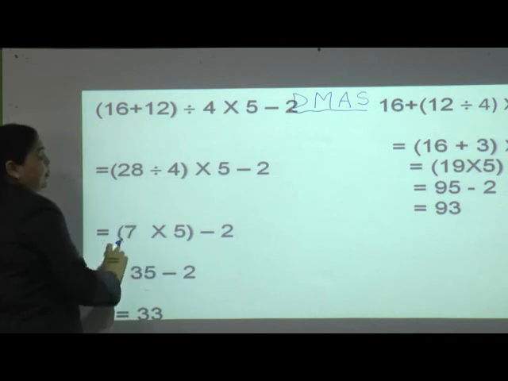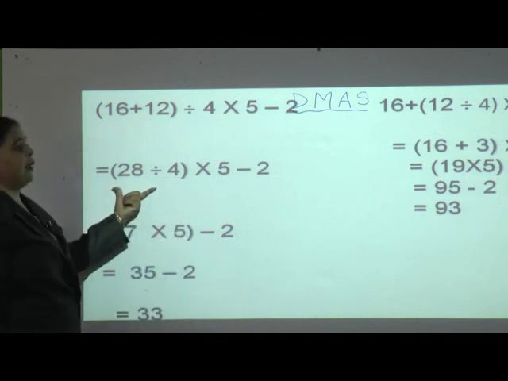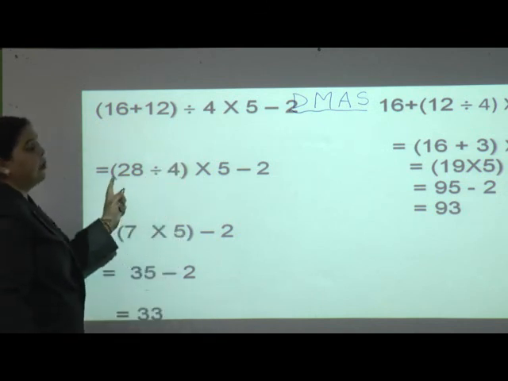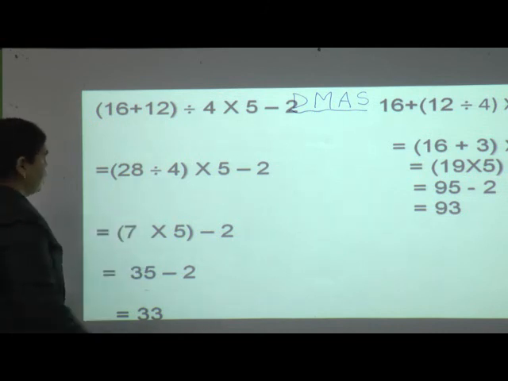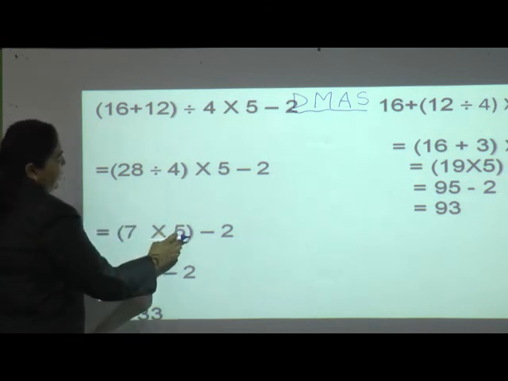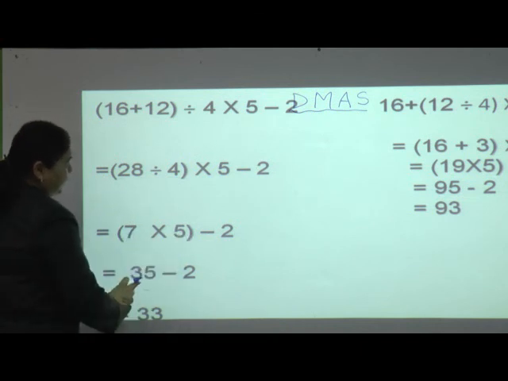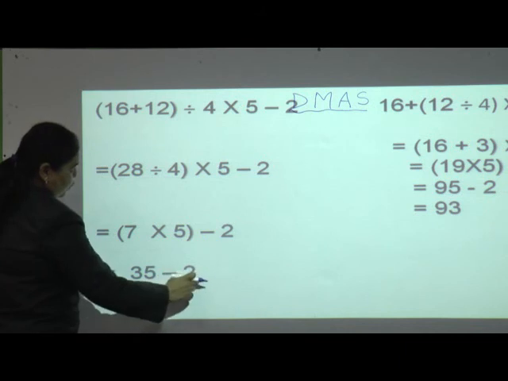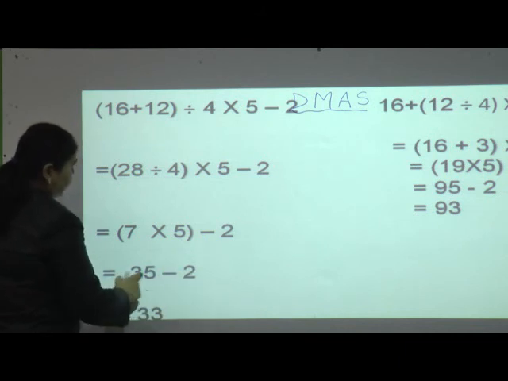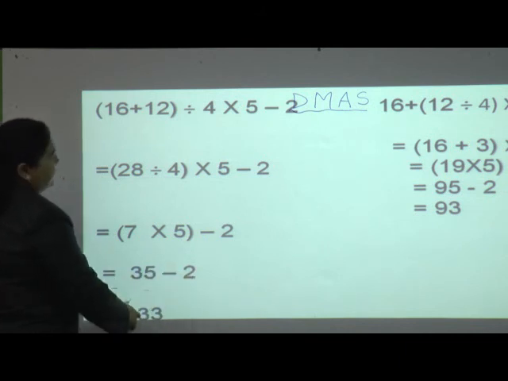I had put the bracket, which type of bracket? Yes, it is a round bracket. First we have to solve the round bracket. What is 7 multiplied by 5? It is 35. 7 5s are 35, minus 2. What will this be? 35 minus 2 is 33.